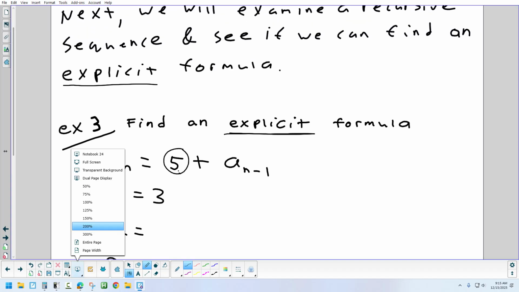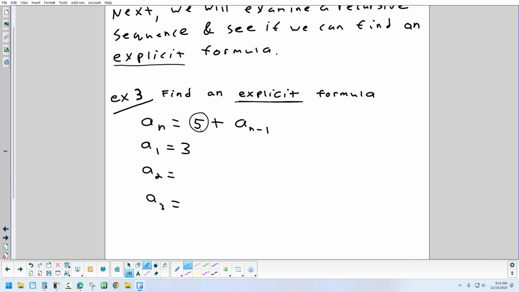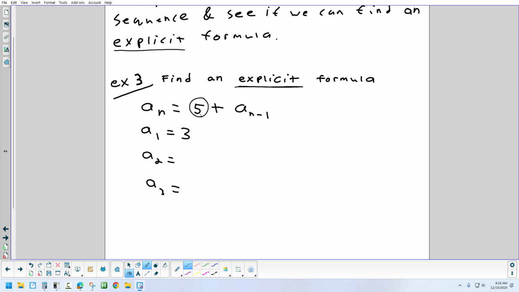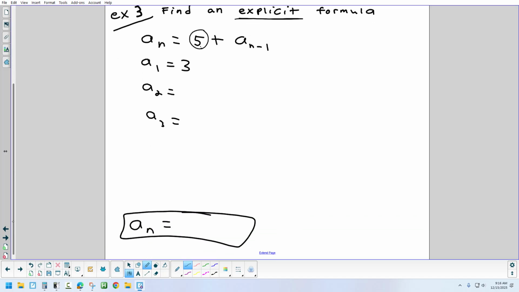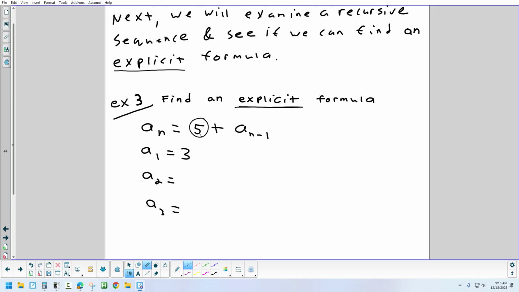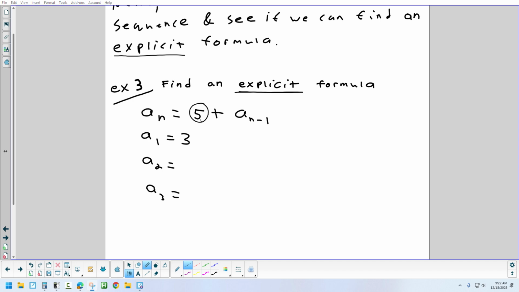Okay. So they want you to convert this to explicit, and my suggestion is write out the first 3 or 4 terms. Okay? If you write them out, you'll start to be able to see a pattern. So write out the first 3 or 4, and then we'll give you guys a minute to try that. We'll see if we can figure out the explicit formula. So the explicit formula is going to be something like a sub n equals, and then it's probably going to be something like a number times something plus or minus something. Okay. So just take a minute and see if you can figure that out.